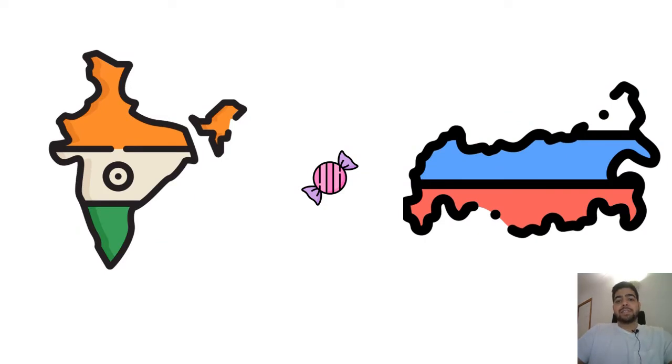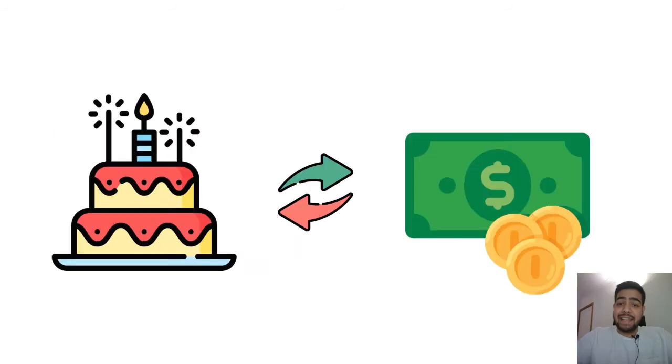Imagine a scenario that you're in India and you want to buy a candy from Russia. Now, how can you trust this person who is selling you this candy? Let's take another scenario where it's your birthday and you go to the cake shop and exchange a cake with some paper notes. Now, how do you know that these paper notes have some value?